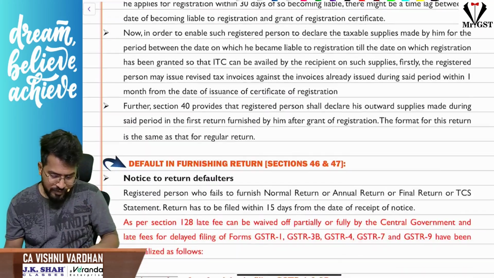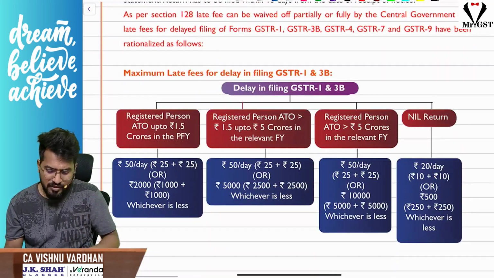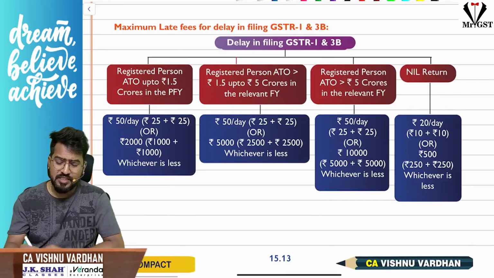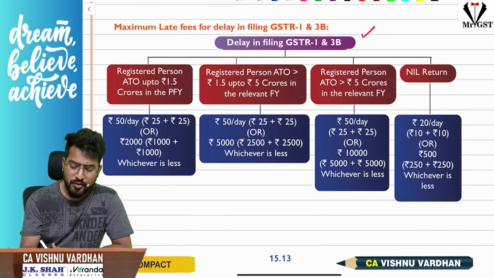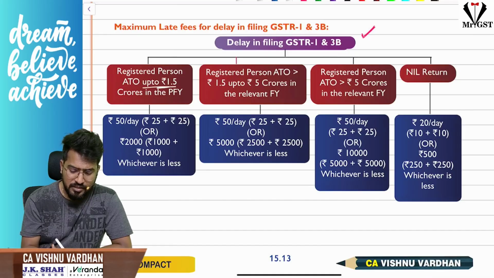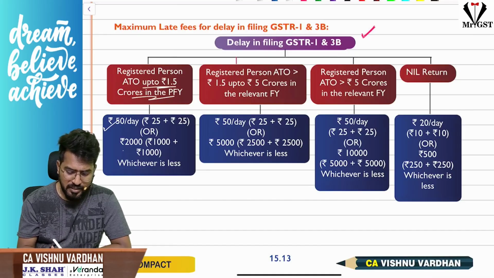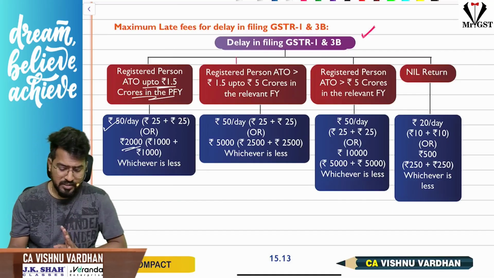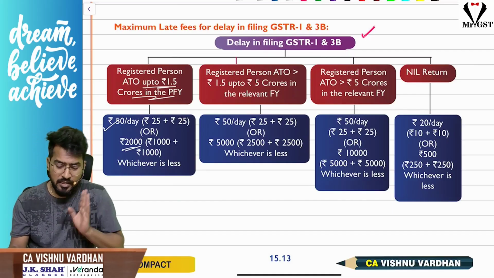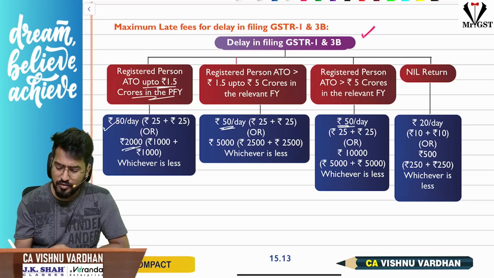Okay. Next, if you are defaulting in return filing, there are late fees here. So for GSTR 1 and 3B, if you see, the late fees are based on aggregate turnover. Sir, if your aggregate turnover is 0 to 1.5 crores, 50 rupees per day, and that means 25 CGST, 25 SGST, or 2000, 1000 plus 1000, whichever is less. Here daily fees is same.